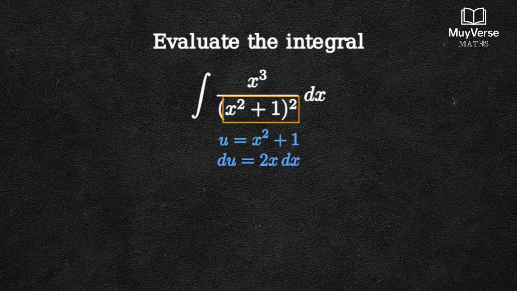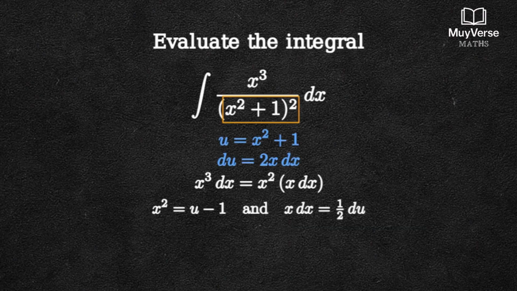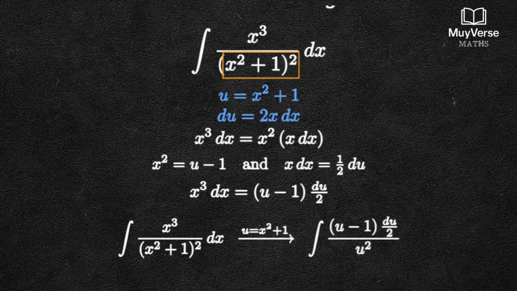Next, we rewrite the numerator to include the piece x dx. x cubed dx equals x squared times x dx. But x squared is u minus 1, and x dx is 1/2 du. Therefore, x cubed dx equals parenthesis u minus 1 parenthesis times du over 2. Now substitute everything into the integral. The denominator becomes u squared, and the numerator becomes parenthesis u minus 1 parenthesis times du over 2.